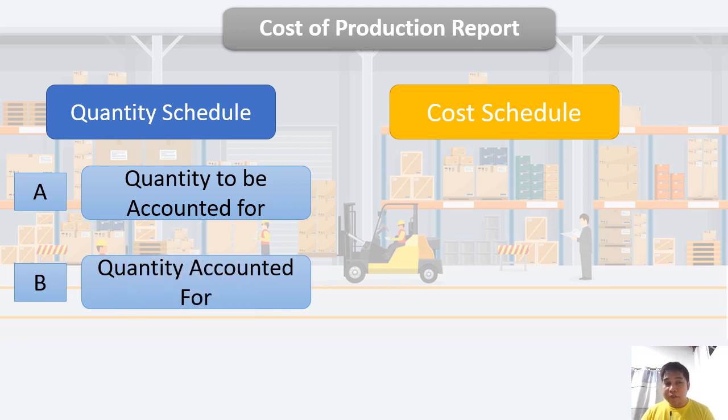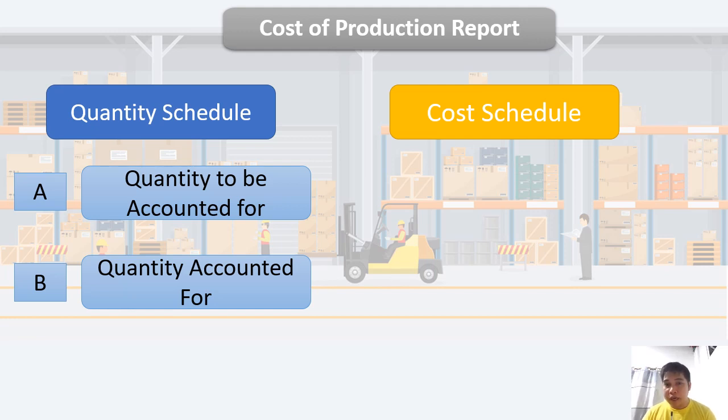So letter A, the quantity to be accounted for, refers to the units we placed in the department that we need to explain afterwards, what happened to those units. In letter B, we answer what happened to letter A. So letter A should be the balance of our units. Then for letter B, you just explain what happened to the units we identified in letter A.